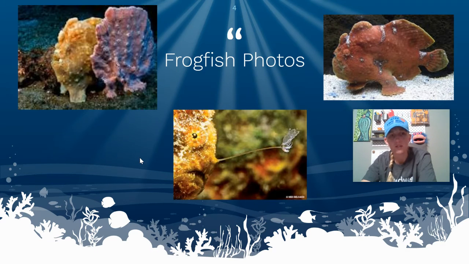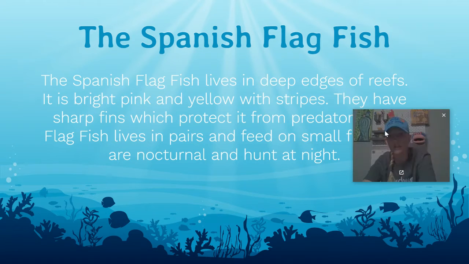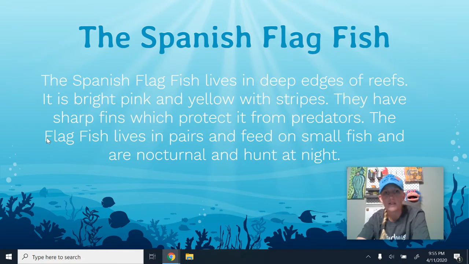Now let's go ahead and go to the next thing, the Spanish flagfish. So the Spanish flagfish lives in the deep edges of reefs, coral reefs. It is bright pink and yellow with stripes. They have sharp fins, which protect it from predators. The flagfish lives in pairs, which means two. So they live in groups of two. You'll find two of them together. And they feed on small fish, and they are also nocturnal and hunt at night. There's a similarity between the frogfish that we learned about.